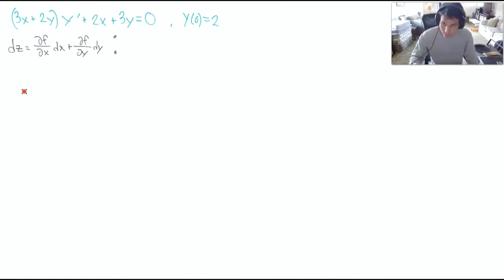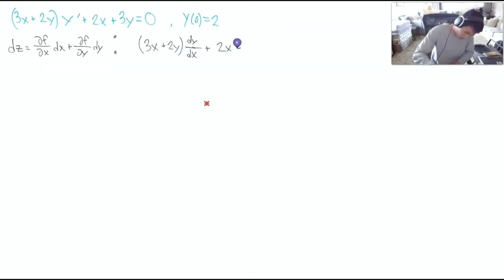Okay, so there's a y prime here. So what I'm going to do is go 3x plus 2y, and then I'll have dy/dx here, right? And then plus 2x plus 3y is equal to 0.